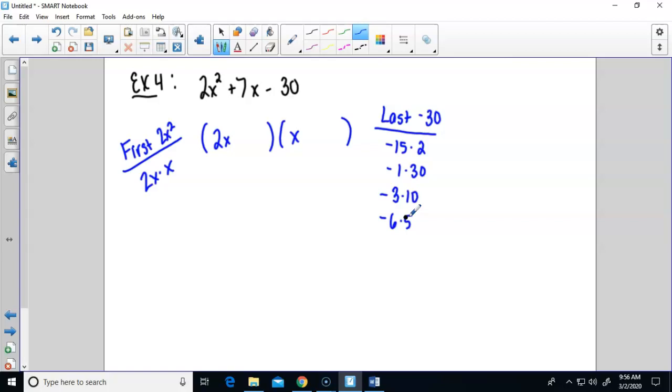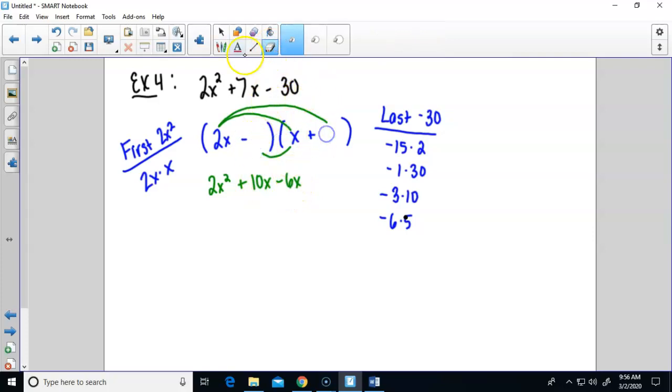Okay? All right, so, Evan, which one do you want to try first? All right, Evan picks negative 6 and 5 because we're running out of time. Okay? All right, so if we check it, 2x times x is 2x squared. 2x times positive 5 is 10x. Negative 6 times x is negative 6x. Do I even need to keep going? Is that going to work? That's not going to work. Let's switch the 5 and 6. Put the 5 here, the 6 here.